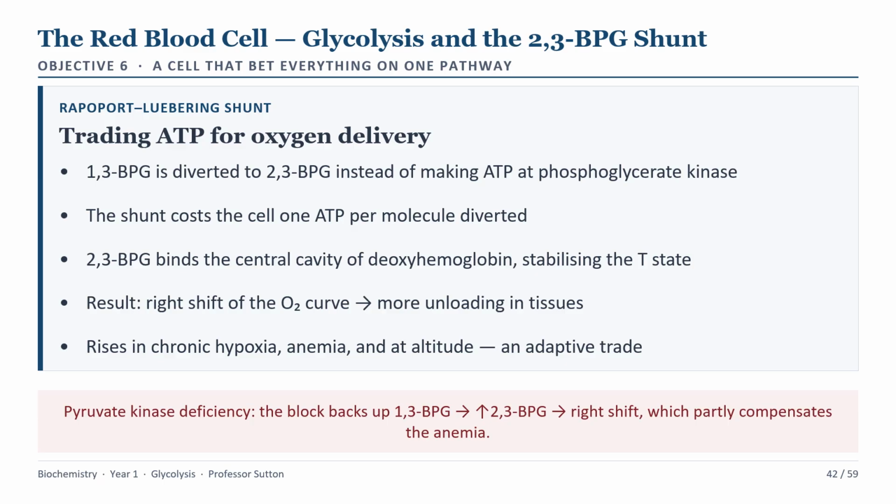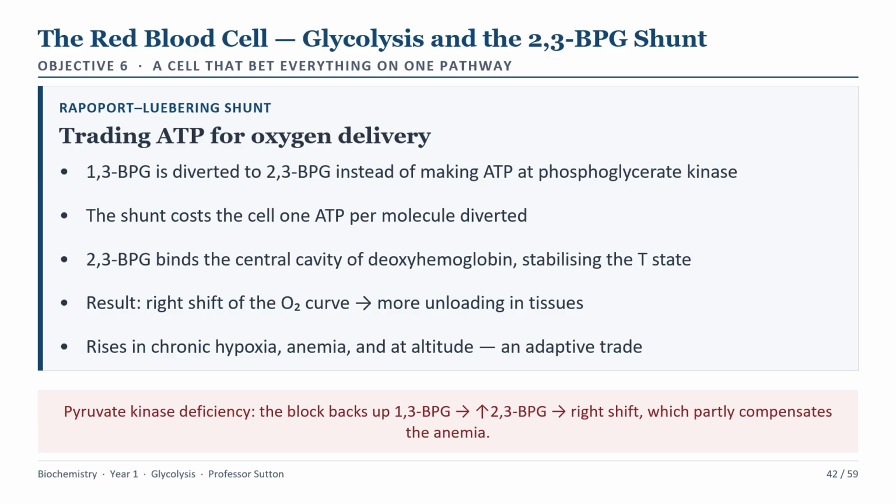What does it buy? 2,3-bisphosphoglycerate binds in the central cavity of deoxyhemoglobin and stabilizes the T state, the tense, low affinity state. The oxygen dissociation curve shifts to the right and hemoglobin unloads more oxygen in the tissues. 2,3-bisphosphoglycerate rises in chronic hypoxia, in anemia, and at high altitudes. It is an adaptive trade of ATP for oxygen delivery.